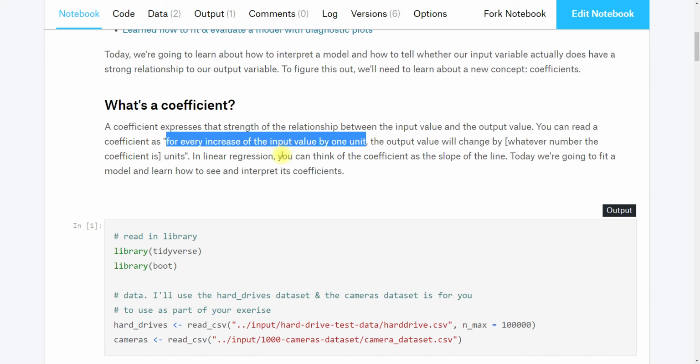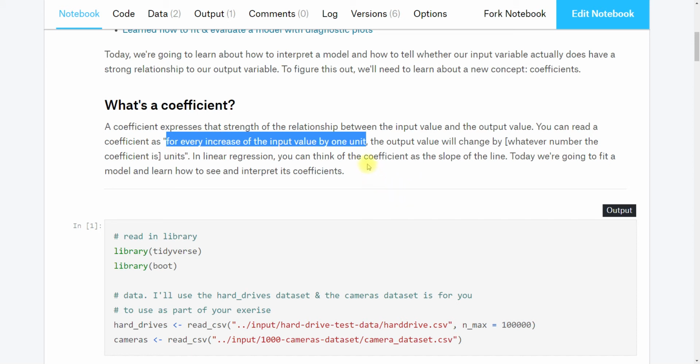So if we're trying to figure out the price of a cantaloupe and the input value is the cantaloupe's weight, right, then the coefficient would be the value that you multiply the weight by and then add whatever the intercept is, and then out you get the predicted output. So for every increase of the input value by 1 unit, whatever unit that is, the output value will change by whatever number the coefficient is, units.